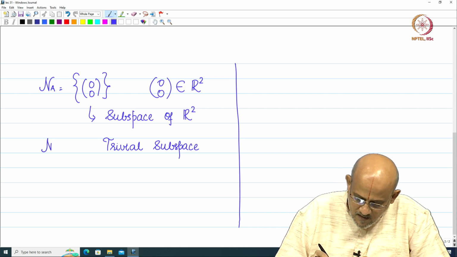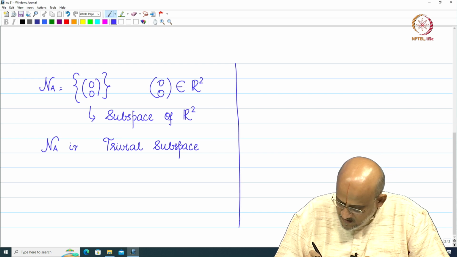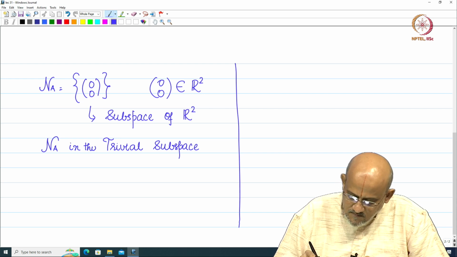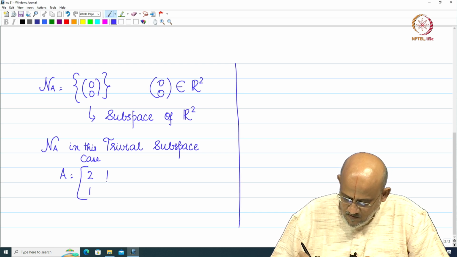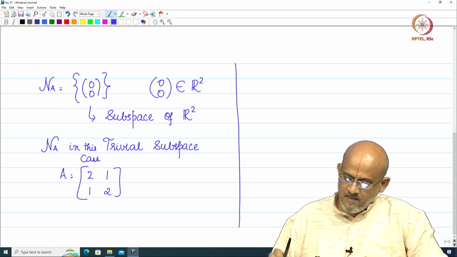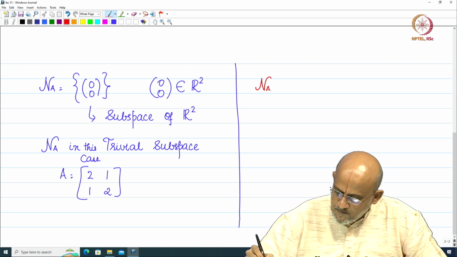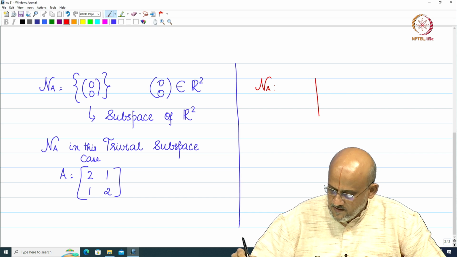So what am I going to say? In the current case, the null space of A, where A is the matrix [2 1; 1 2], is the trivial subspace. On the other side, let us try to see what the geometry of this is that we get.